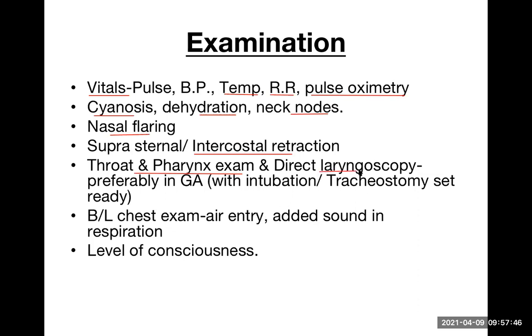Direct laryngoscopic examination is also necessary. Now, laryngoscope is the instrument by which we examine the larynx. There are two types of laryngoscope. One is direct, another is indirect. Now, this is a direct laryngoscopy, which is used for intubation. So with this, we can even examine the larynx directly.